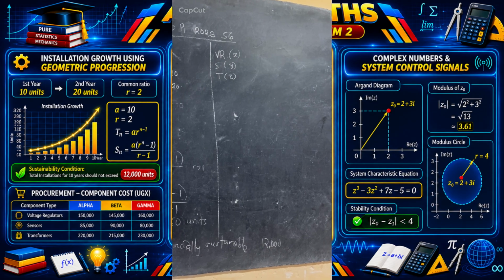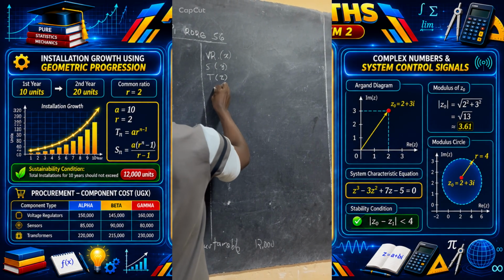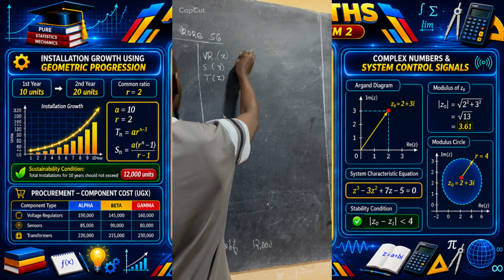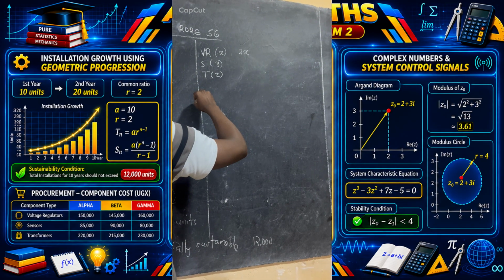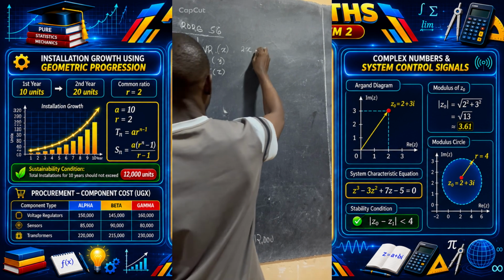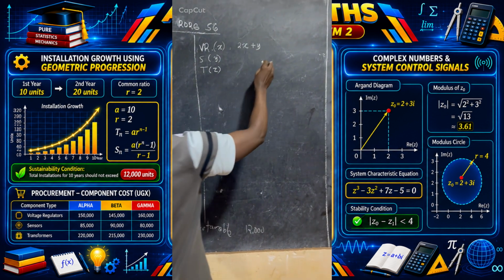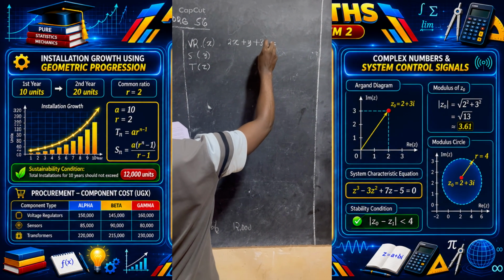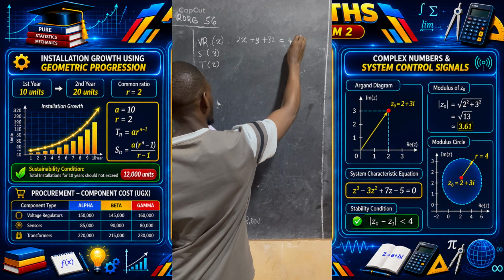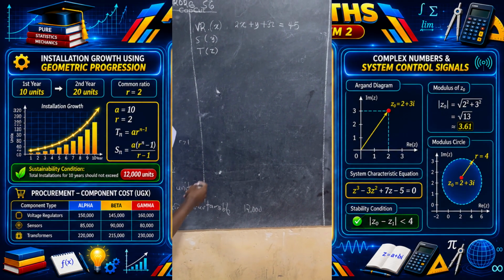Then from alpha, they got two of these. So I'm going to write out the equations. They got two of the voltage regulators, from the sensors they got one, so that is 1 times Y. Then transformers, they got 3 Z. This will equal the total cost, which was 45 US dollars, but in thousands.